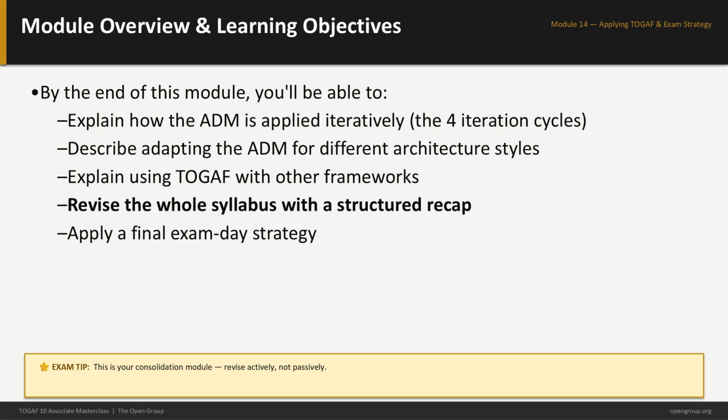Here's the plan for this capstone. You'll learn how the ADM is applied iteratively, through its 4 iteration cycles. You'll see how the ADM is adapted for different architecture styles, and how TOGAF integrates with other frameworks. Then we'll revise the whole syllabus with a structured recap: the wheel, the outputs, the vocabulary, the big lists, and the top facts. And finally, you'll get a complete exam day strategy.